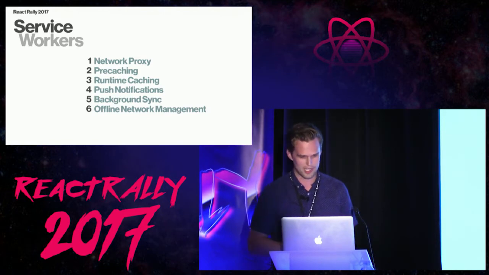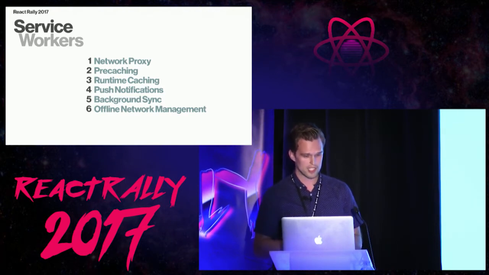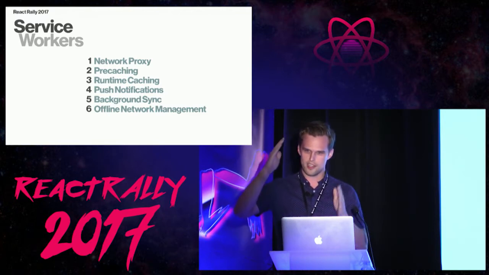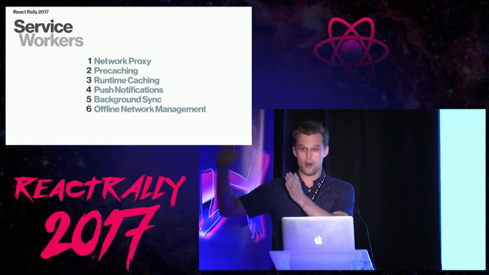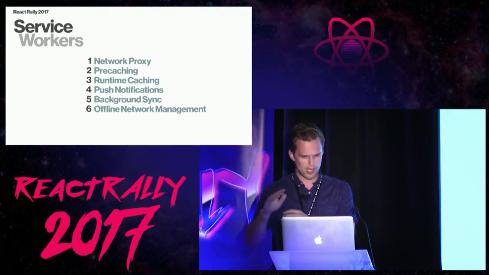The third, runtime caching. This one's really, really important. This is what enables a lot of what service workers do and why people like them. Runtime caching essentially says, because I'm a network proxy, because I'm sitting between your app and your server, any request, I can do whatever I want. Whatever you tell me to, I can do it. So we're going to talk about a couple different runtime strategies for caching.